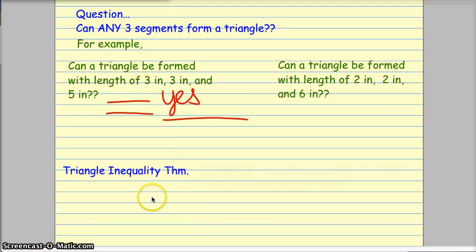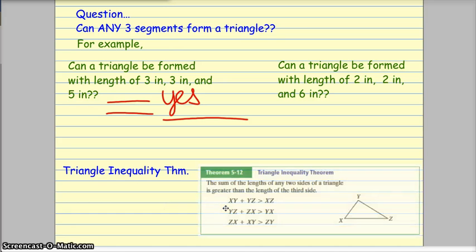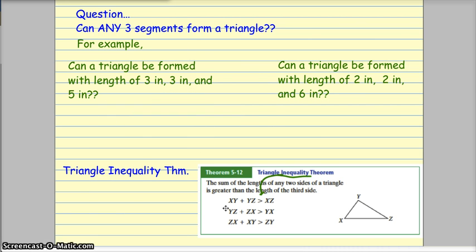And what it is, it's the triangle inequality theorem. What the triangle inequality theorem does is, remember from algebra, an inequality uses those symbols. It says the sum of the lengths of any 2 sides of a triangle is greater than the length of the third side. So take 2 sides of a triangle, 3 plus 3, and it's telling me that it has to be greater than 5. 6 is greater than 5, so that's a true statement.